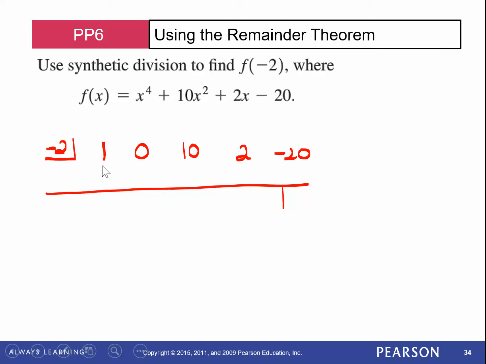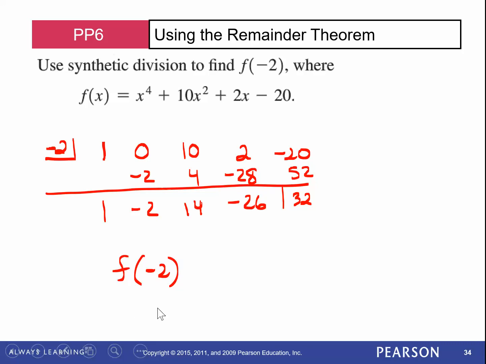And the stuff is easy here. 1 goes down, negative 2 times 1 is negative 2. Negative 2 times negative 2 is a 4. 14 comes down. Now we got ourselves a negative 28. Plus 2 gets you a negative 26. And the numbers are getting bigger and bigger here. Multiply by negative 2, how about a 52? And adding with the negative 20 gets you a 32 at the end. And again, all we were interested in is just the remainder, right? We're not interested in the quotient. So find for me f of negative 2. We say, okay, that's easy. f of negative 2 is 32. There it is.